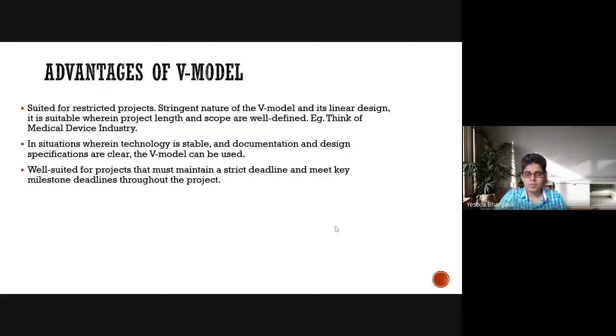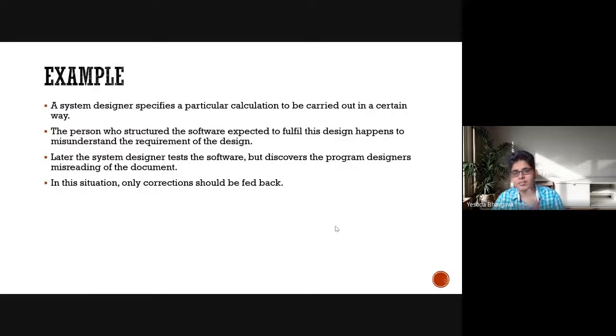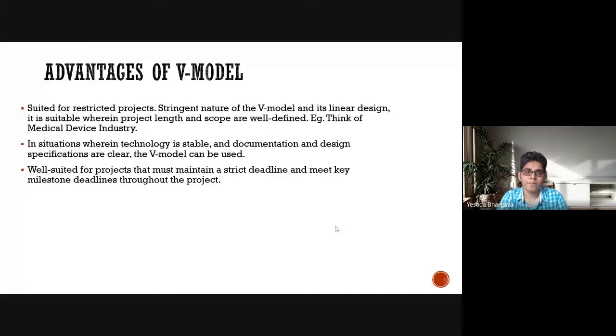So in this particular situation, after the system designer identifies the error, ideally only the correction should be fed back because the error is already clear. What is the error? There was some misreading as a result of which some functions may have been misapplied. So only the correction should be fed back. You should not be spending too much time on what exactly is wrong because the system designer has already captured what has not been done correctly.